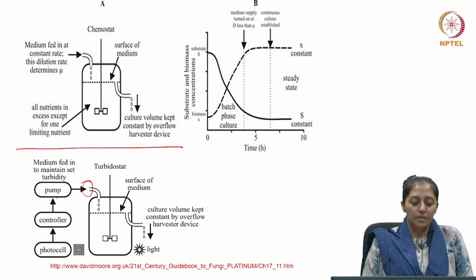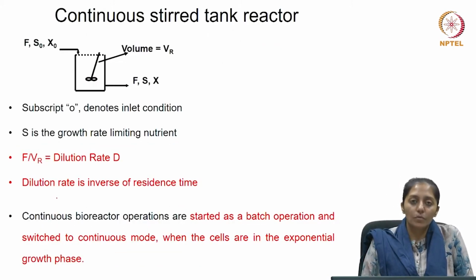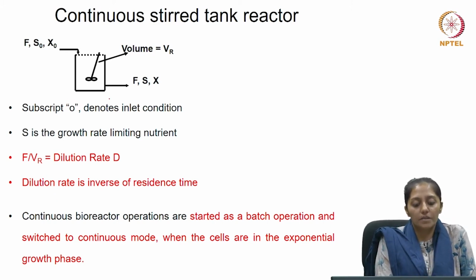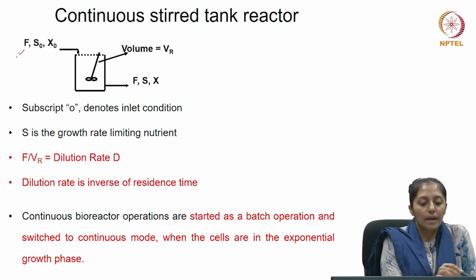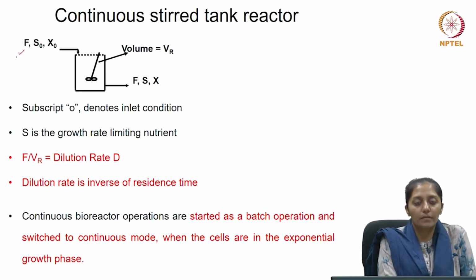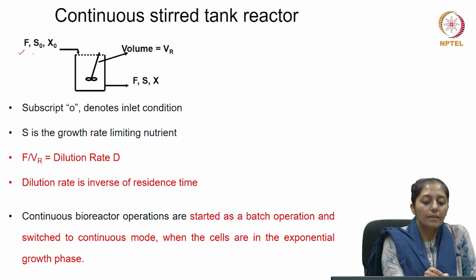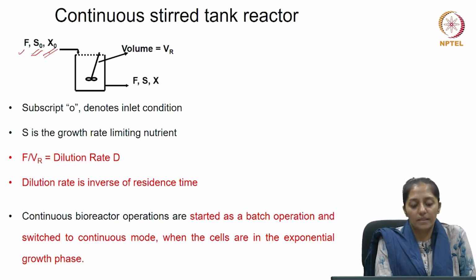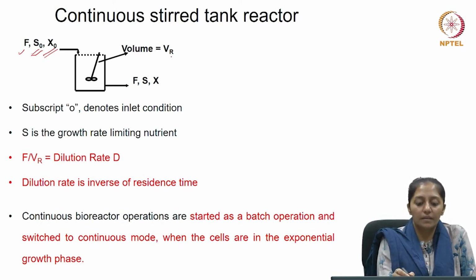So, let us note down some of the notations which will be used when we will be designing continuous stirred tank reactors. If you can see the schematic on the screen, there is an inlet stream showing F as the volumetric flow rate of the feed, S naught as the feed substrate concentration and X naught as the biomass concentration present in the feed coming inside the reactor.